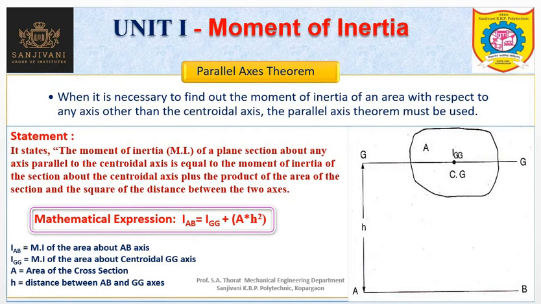What does the parallel axis theorem state? It states that the moment of inertia of a plane section about any axis parallel to the centroidal axis is equal to the moment of inertia of the section about the centroidal axis plus the product of the area of the section and the square of the distance between the two axes.